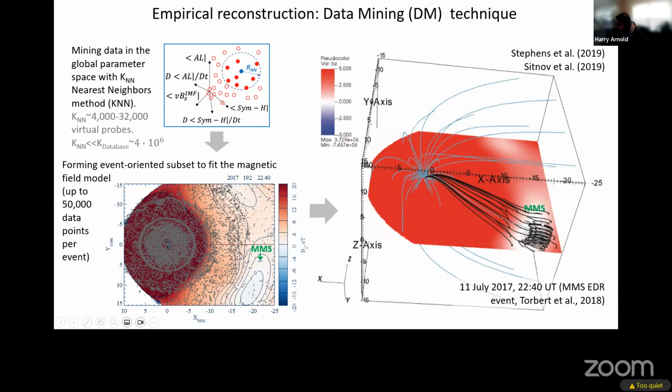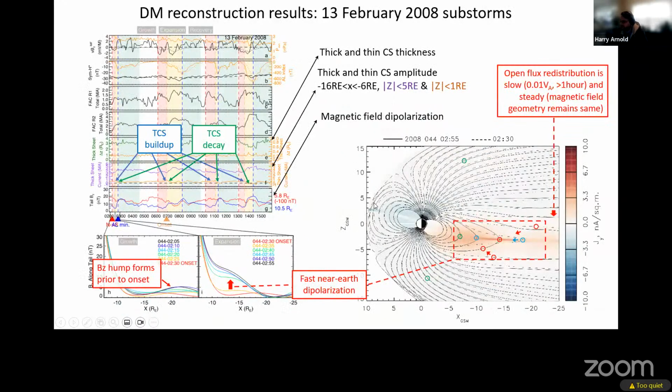This can be more easily seen in the 3D reconstruction here. Again, you have the MMS observation that's located approximately here, and you can see a nice X line, and then this flux tube is centered around the O line. So that's how these reconstructions work, and they seem to be doing quite well.